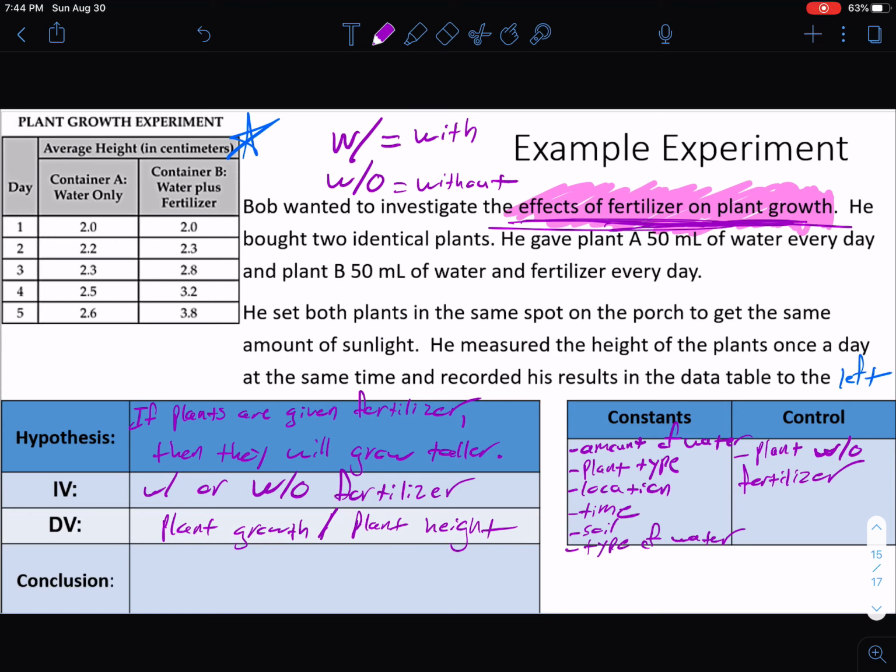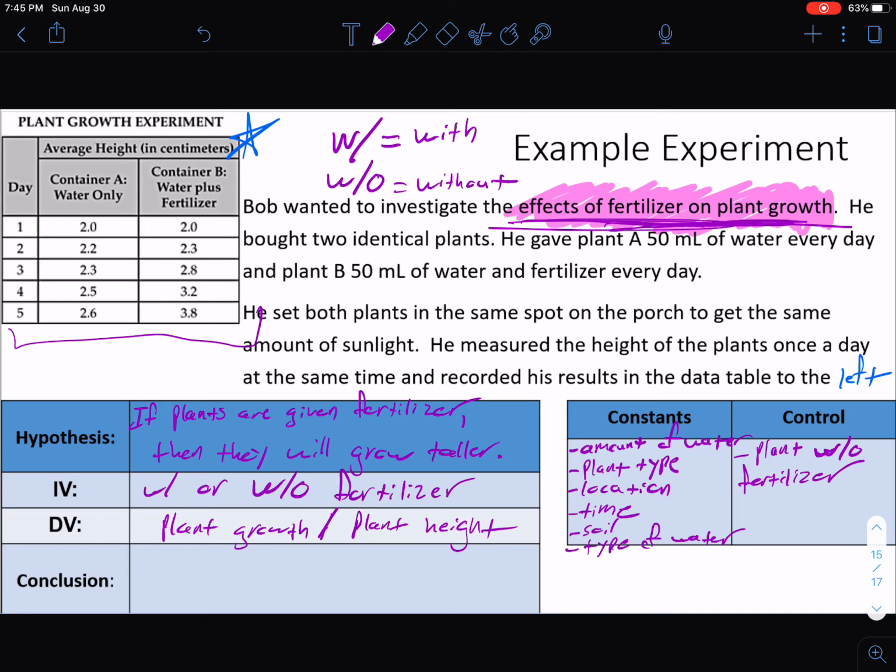And then based on this information, what would be your conclusion? To have our conclusion drawn, we've got to go up to the data table. And we have to see. On day 1, the plants were the same height. On day 2, the one with the fertilizer grew slightly more. It had 0.1 centimeter more growth than with only water. And as we go down the chart, the easy to read data table, we can find that every day the plant with fertilizer grew taller than the plant without fertilizer.